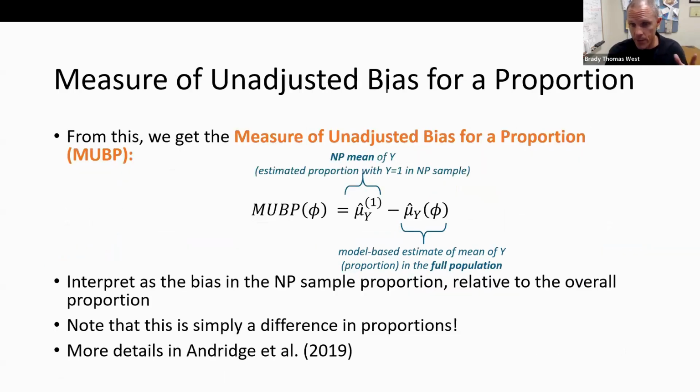So again, long mathematical story short, you can write down this measure of unadjusted bias for a proportion as simply the difference between the proportion in the selected non-probability sample and the model-based estimate of the mean of Y in the full population based on that underlying pattern mixture model. That estimate of the mean of Y in the full population is going to be a function in part of that phi that defines the dependence of selection on your dependent variable of interest and your predictor variables indicated by X. So we interpret this as the bias in the non-probability sample proportion relative to the overall population proportion. It's simply a difference in proportions. That's all this boils down to. And again, you can find more of the technical details in this paper by Andridge and colleagues in 2019.